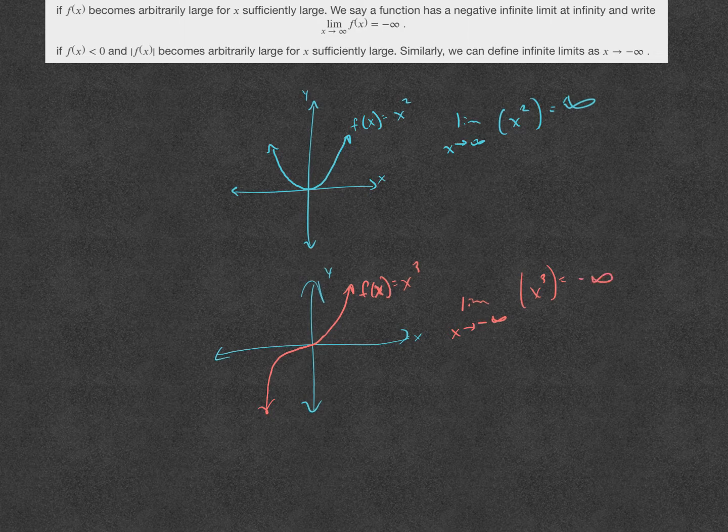And that's because when you cube a negative number, the answer is still negative. When I square a negative number, the answer flips to positive. So that's why the parabola up above, they both go up to positive infinity. But when I'm cubing, the negative numbers still keep going down. They still keep getting more and more negative.